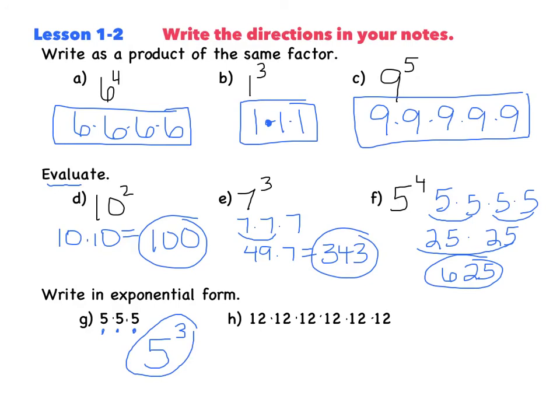And letter H, we have 12, 12, 12, 12, 12, 12. There are 6 12s. 12 is the part that's getting repeated. So we write that as our base, and we counted 6 of them are being repeated. So we have 12 to the 6th power. Notice it just said to write in exponential form. It didn't say we have to find the value, just exponential form.